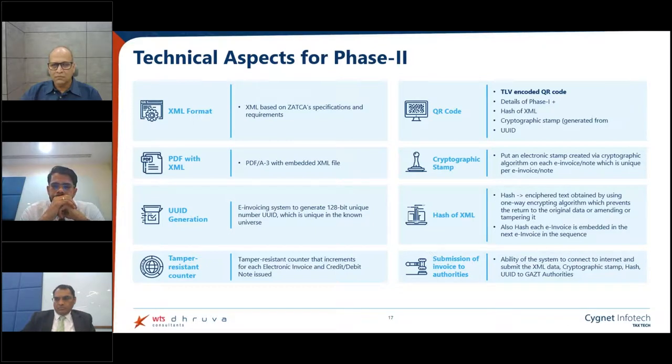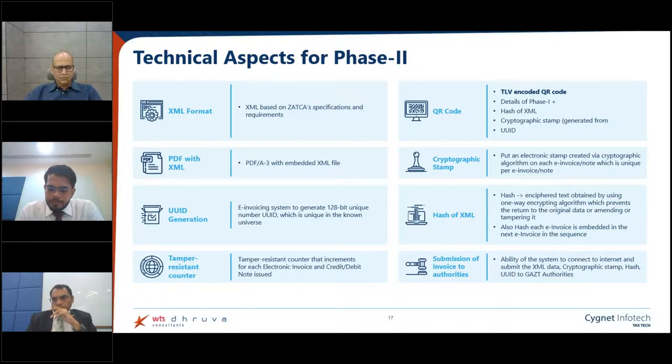And all of this information, including the hash, the UUID, and the XML, will be required to be submitted to the gazette. Now, how the submission would happen: it will not be a manual import or a manual upload of a file. It will be only through a secure encrypted channel of API. API is application program interface, and it relies on how our mobile app softwares work. So using that interface, the data will be pushed onto the gazette platform, and they will validate or clear the invoice.